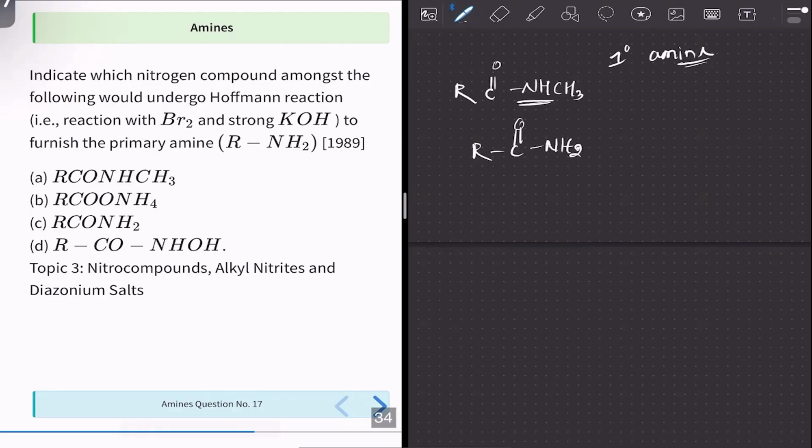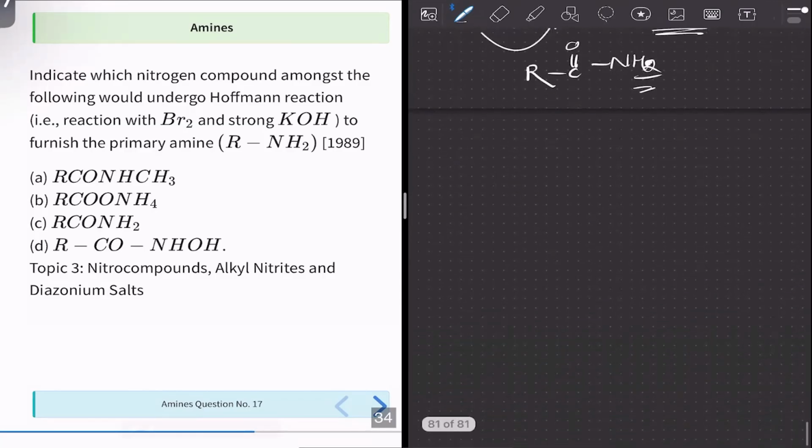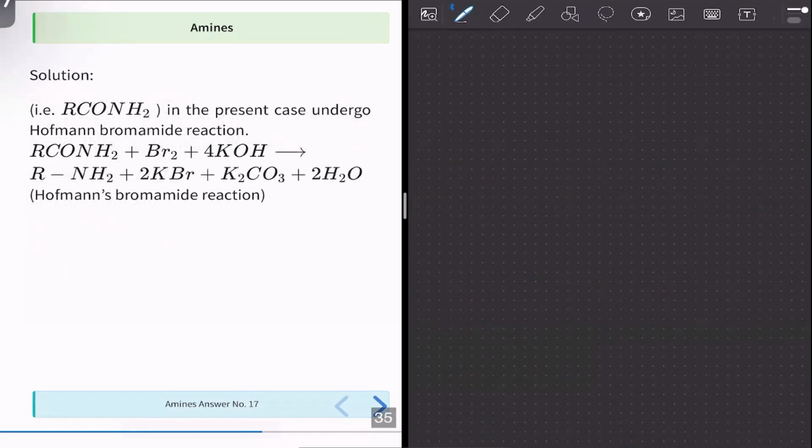In the Hoffmann bromamide reaction, what is happening? The amide compound will release the carbonyl group, and the alkyl group attached to the carbonyl group will migrate and attach to NH2. So what will be the product? RNH2. To produce a primary amine, we need a primary amide. So option C has a primary amide compound, that is RCONH2. So the answer will be option C. RCONH2 in the present case undergoes Hofmann bromamide degradation to produce RNH2.